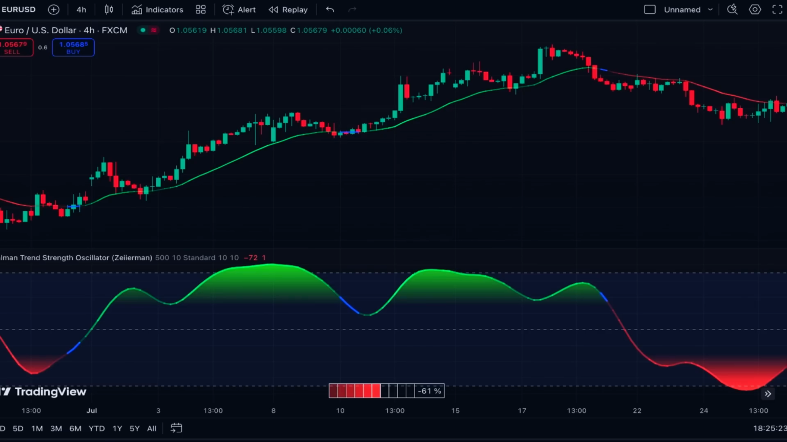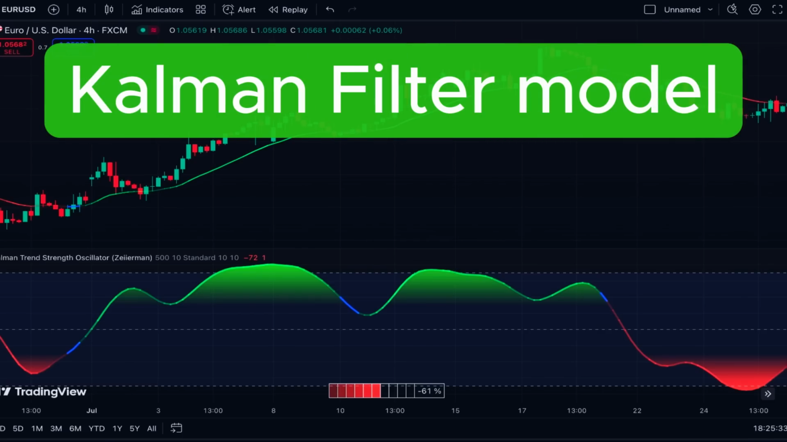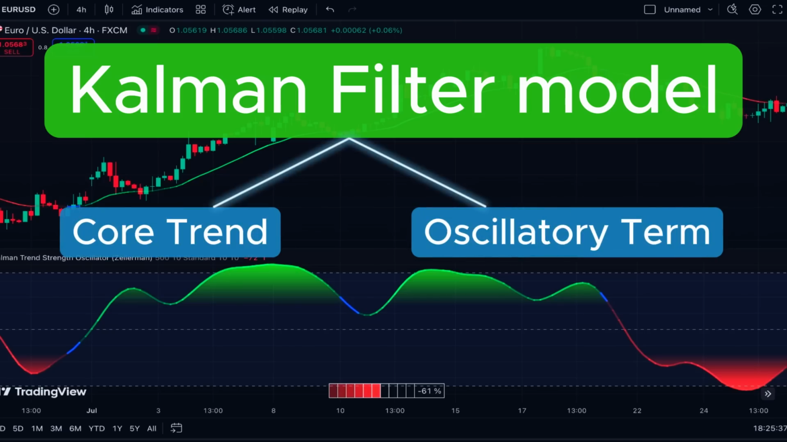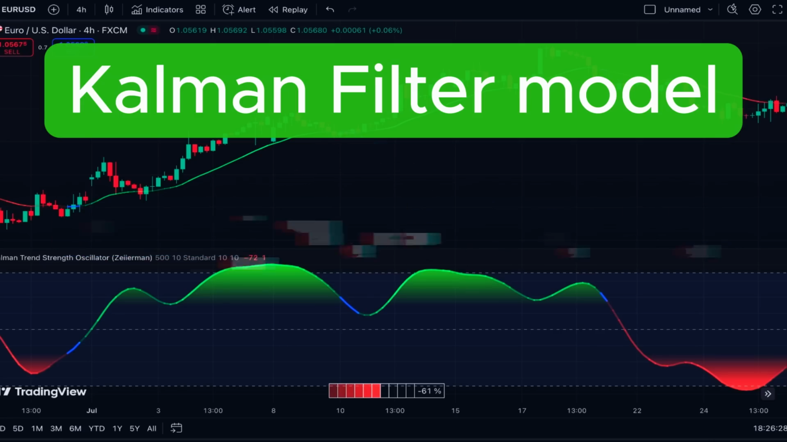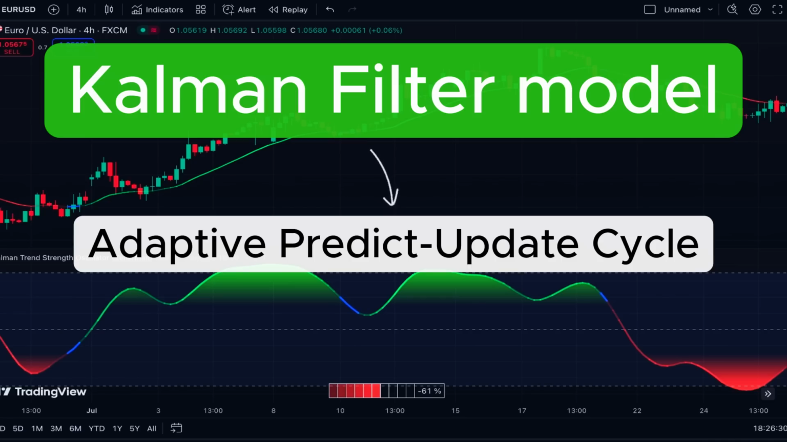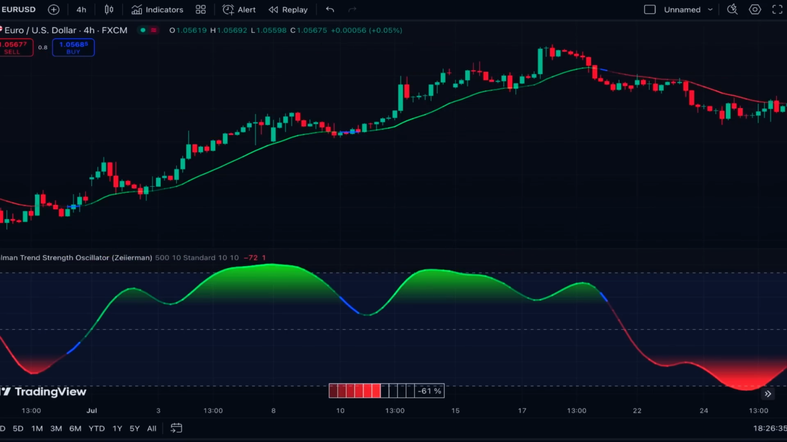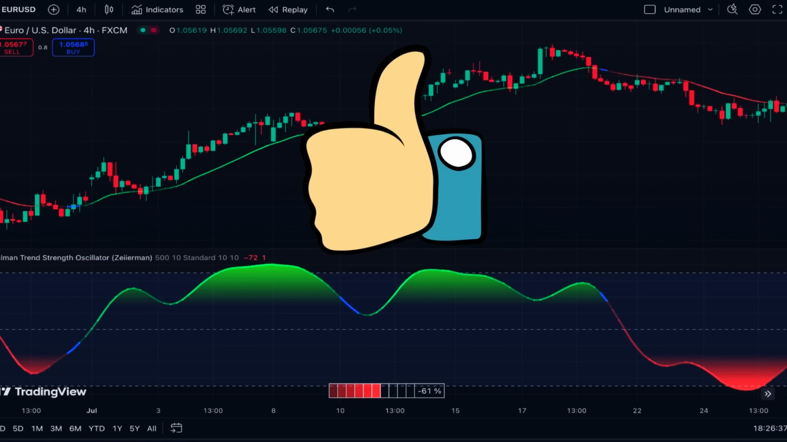This indicator uses a Kalman filter model that assumes that price is driven by two latent factors, a long-term trend and localized oscillations around the trend, which is actually smaller price fluctuations around that trend. The Kalman filter uses an adaptive predict-update process to estimate both of the components, and the result is a clear view of the market trend and strength.